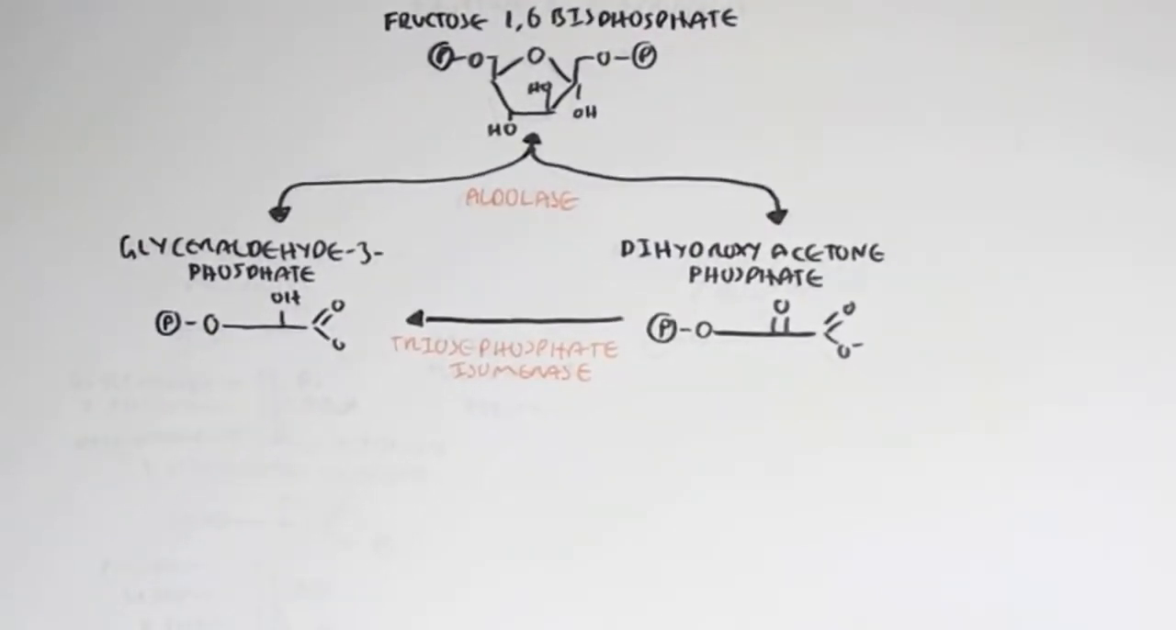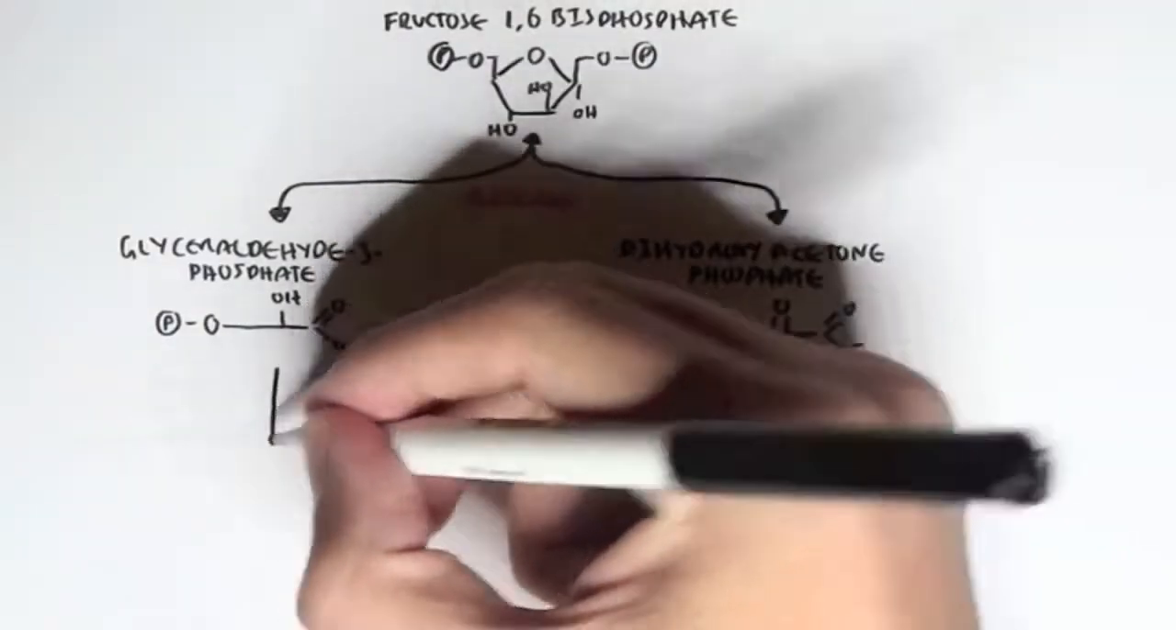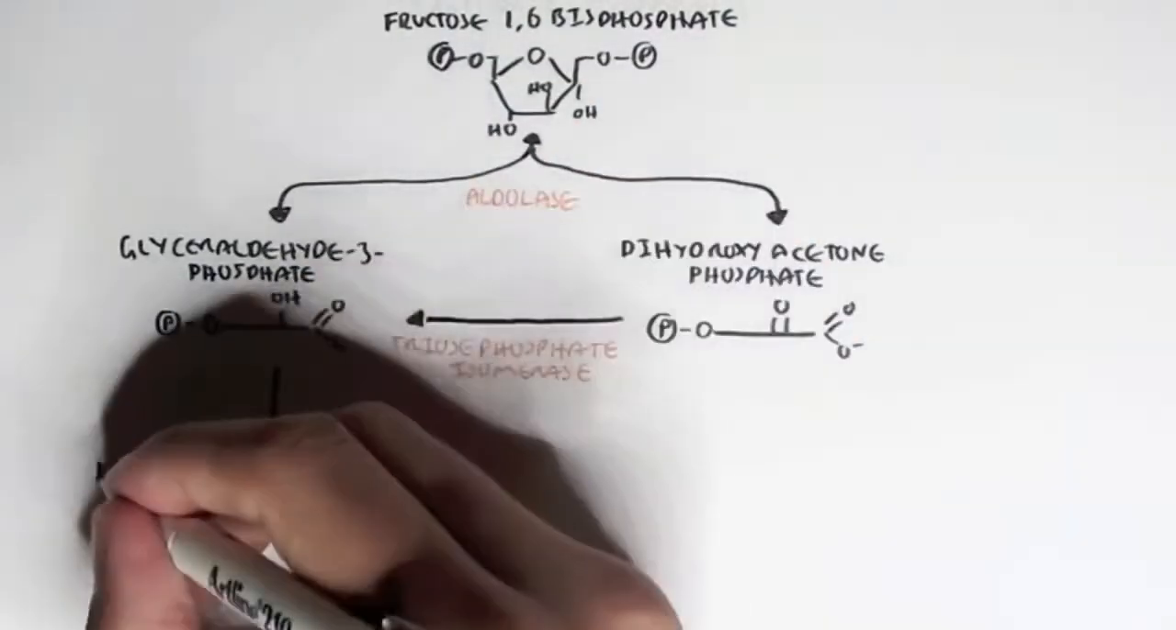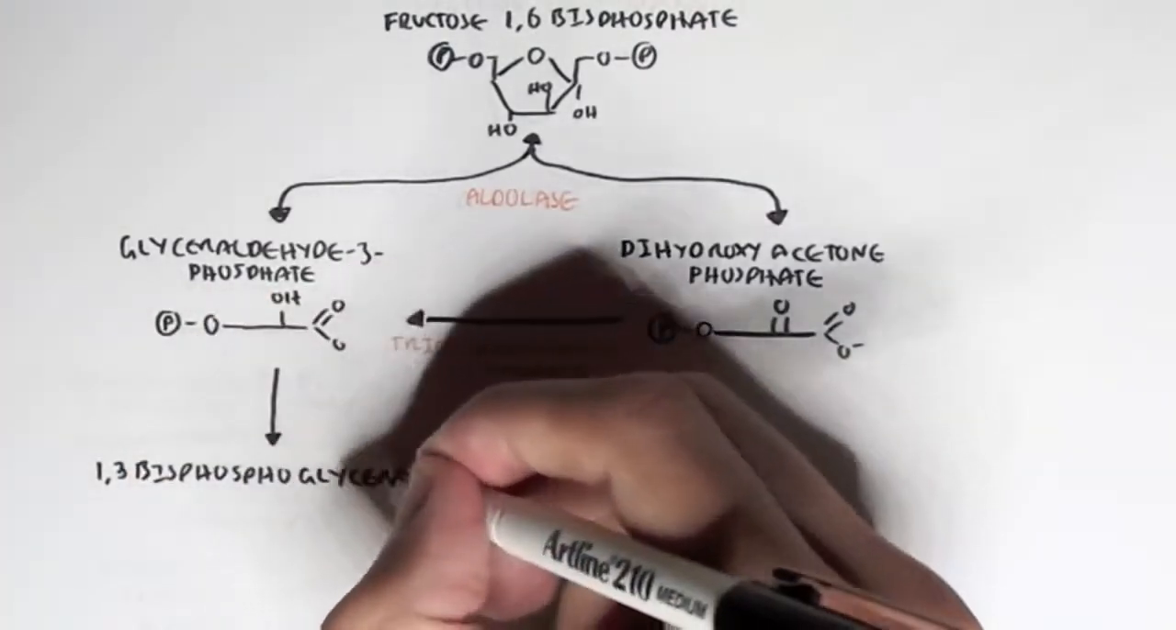Next, dihydroxyacetone phosphate will actually, in glycolysis, convert to glyceraldehyde 3-phosphate with the enzyme triose phosphate isomerase. And so now we actually have 2 glyceraldehyde 3-phosphates, but we'll just write it as 1 for simplicity. But just keep that in mind, we have 2 glyceraldehyde 3-phosphates. Whatever we make, we have 2 of those.